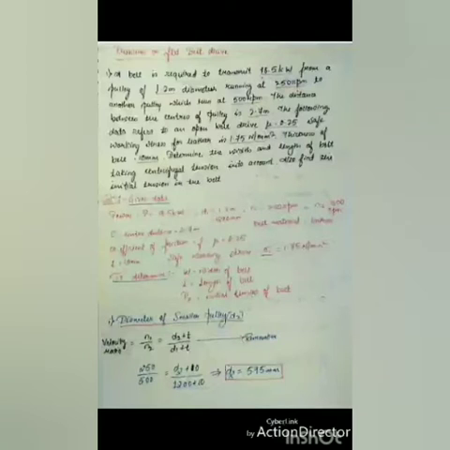So we'll start with problem number 1. A belt is required to transmit 18.5 kilowatt from a pulley of 1.2 meter diameter running at 250 rpm to another pulley which runs at 500 rpm. The distance between the centers of the pulleys is 2.7 meter, and the following data refers to an open belt drive.